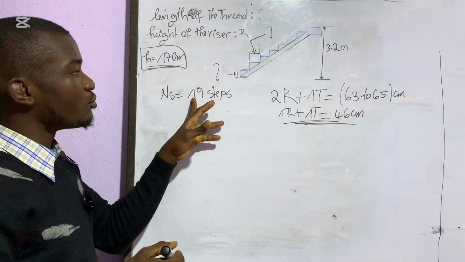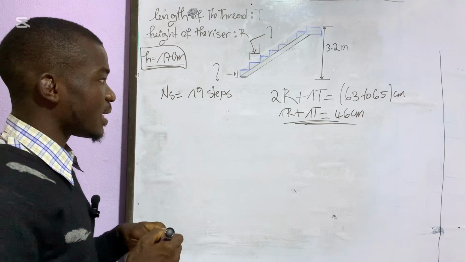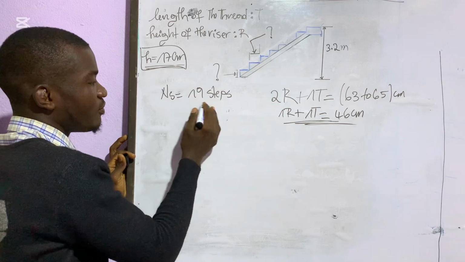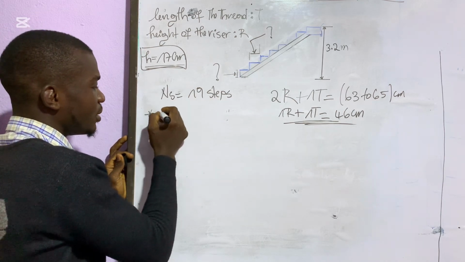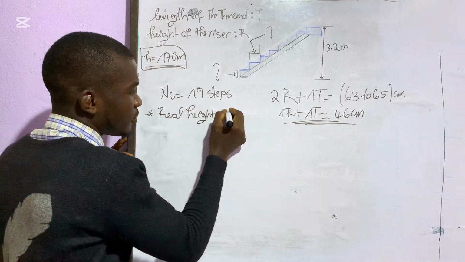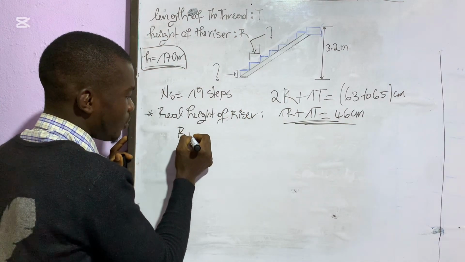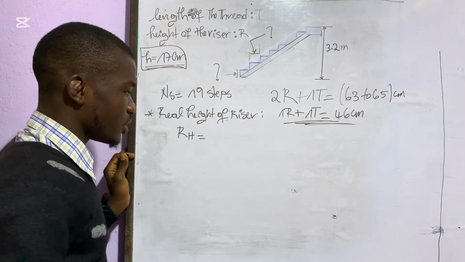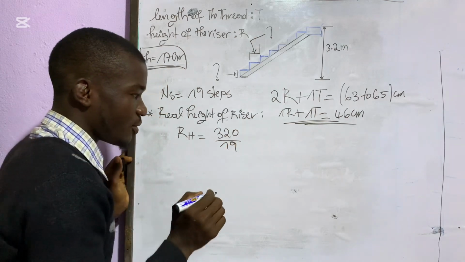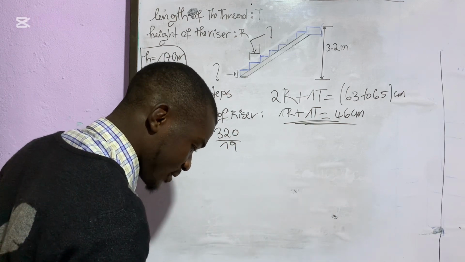But before that, we found the number of steps for this staircase of 3.2 meter height, right? Now we have to get the real height of the riser. So as we have the number of steps, to have the real height of the riser, I will call it RH, small h, is equal to what? You take the 3 meter 20 divided by the number of steps that you got, and then you have the real height of one riser.